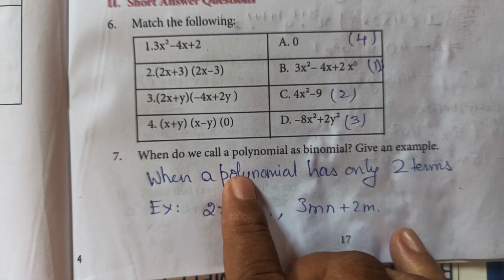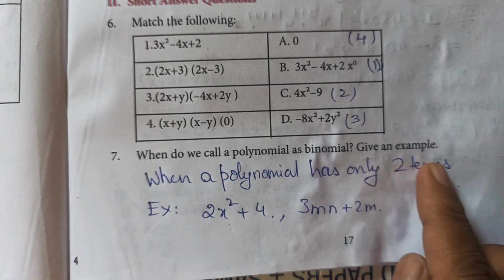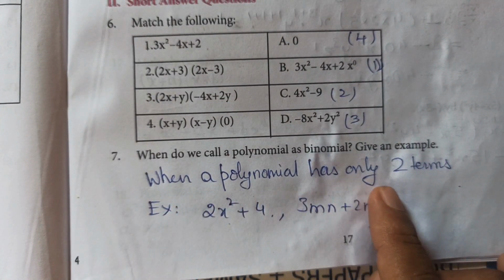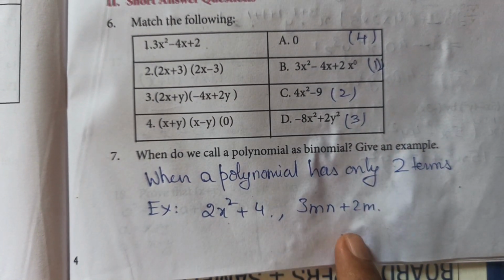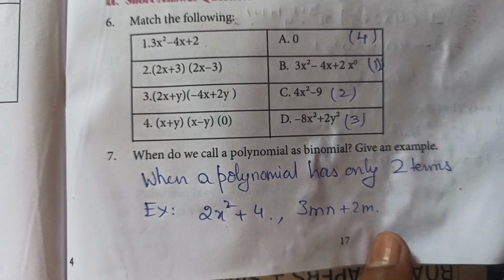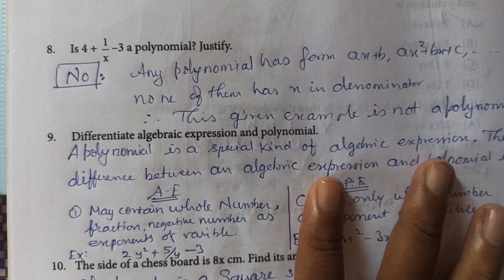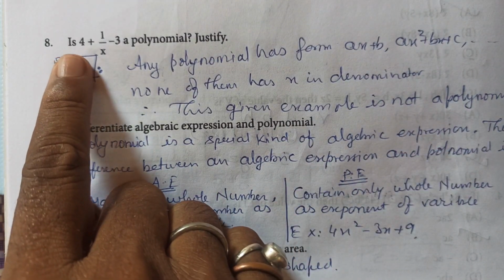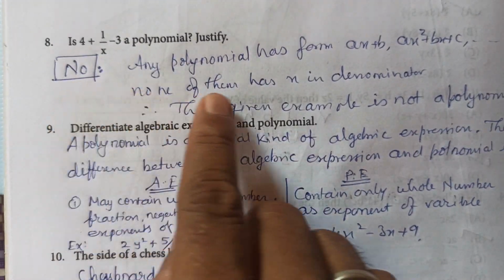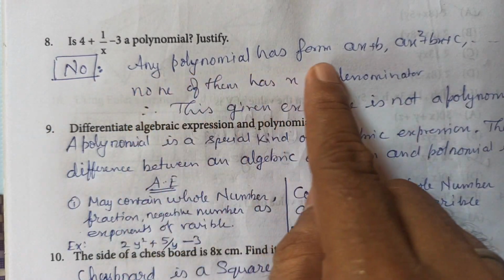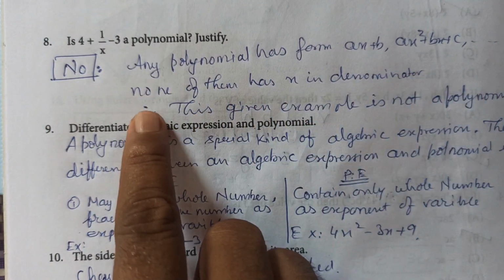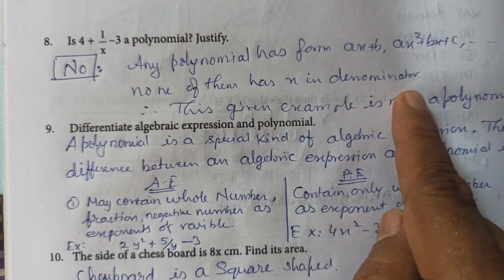When do we call a polynomial a binomial? Give an example. We call a polynomial a binomial when it has 2 terms. So these are the 2 examples. Any 2 examples you can write. Next we are coming to question number 8. Is this a polynomial? No, this is not a polynomial because any polynomial is in the form of this and this, and none of them has x as denominator.